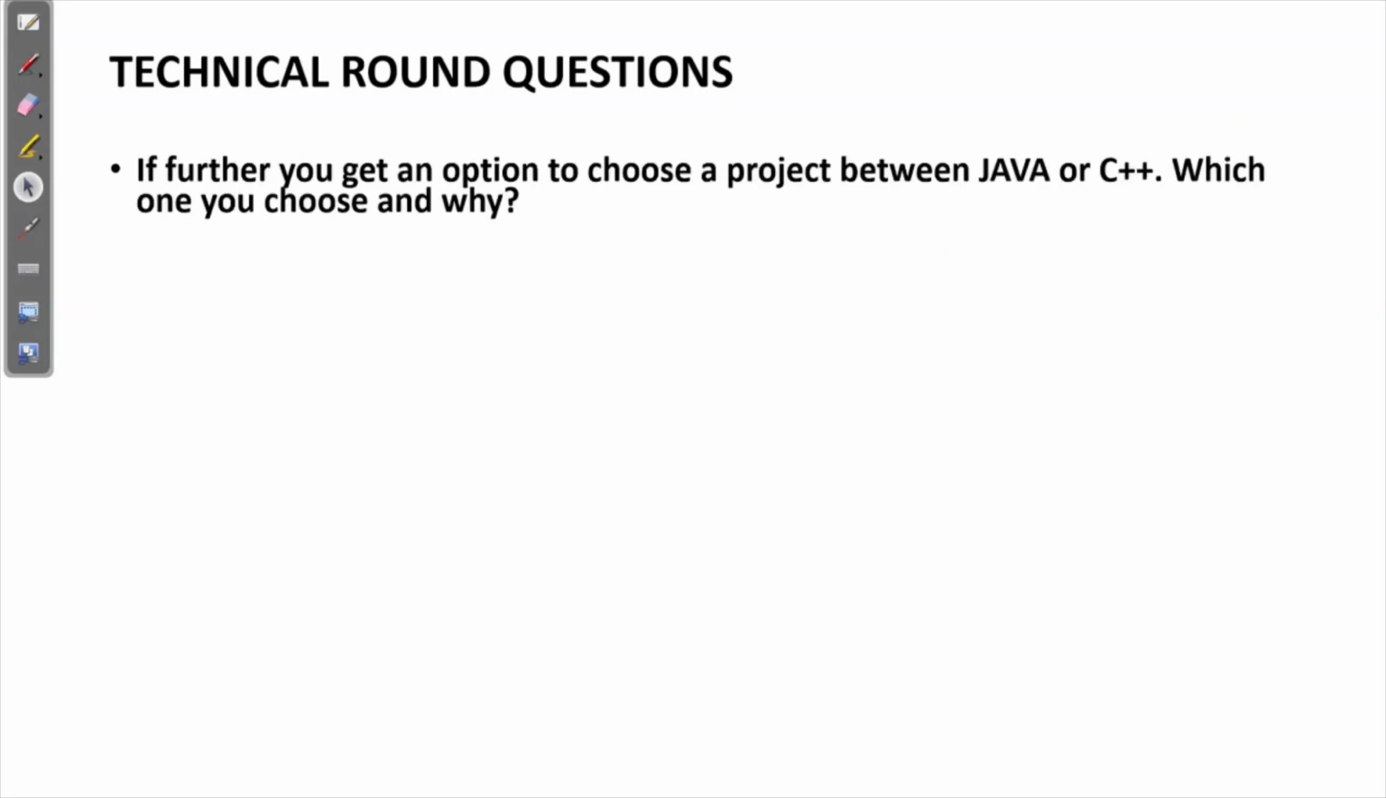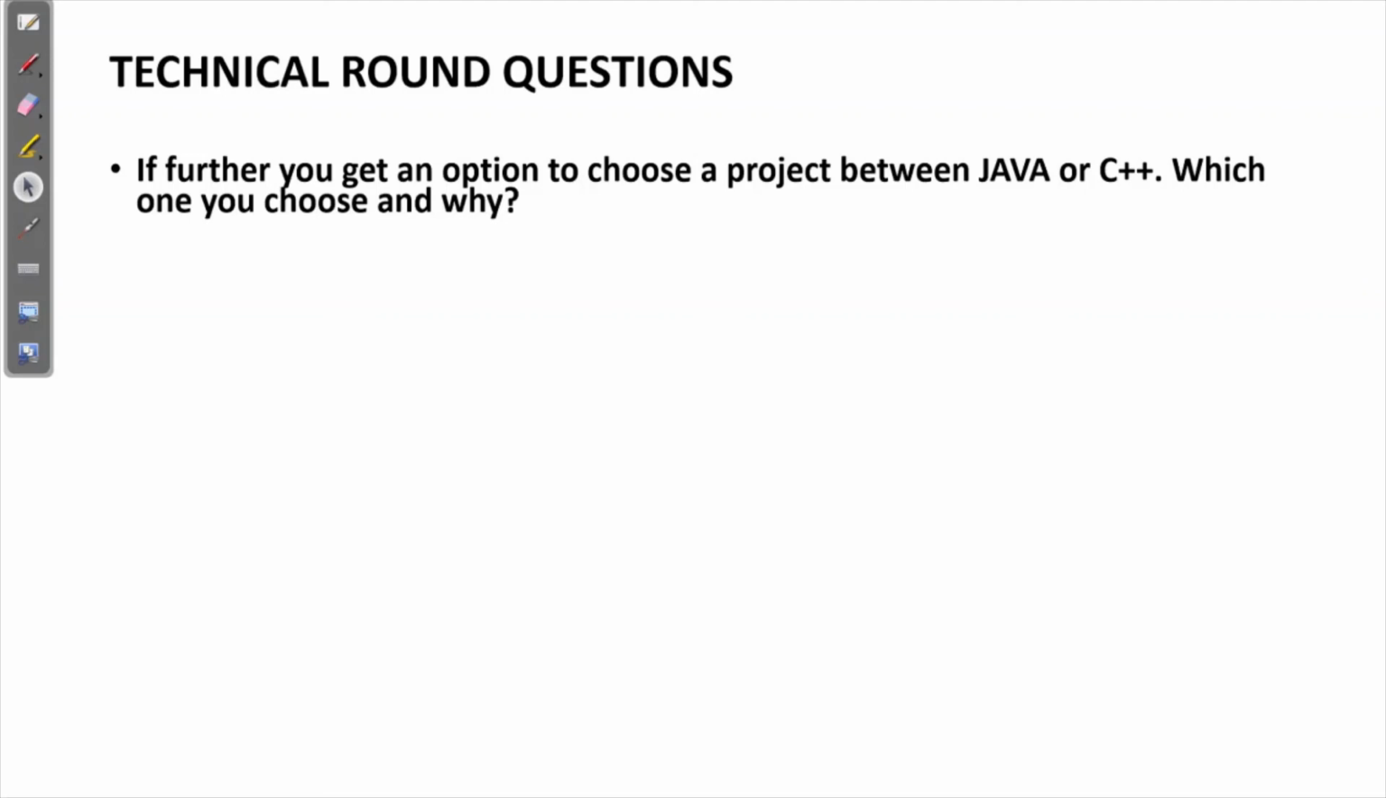So the next question is some kind of a question which does not have a specific answer. You can answer according to you. If given an option to choose between a Java or C++ project, which one would you choose and why? So you can answer in any way.